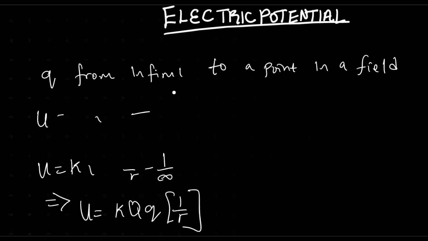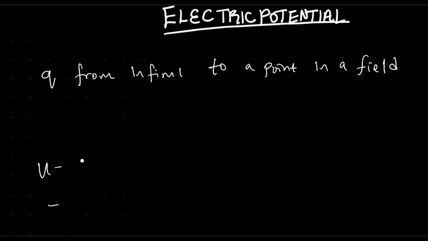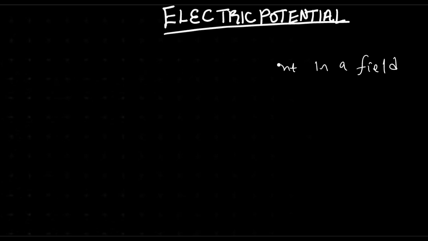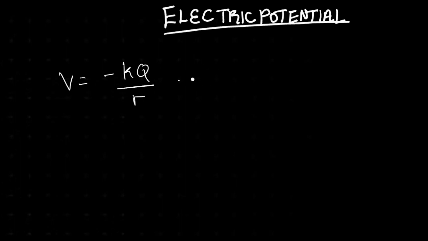So when a negative charge is producing the field, what will happen is that we will have V equal to minus KQ over r for a negative charge.